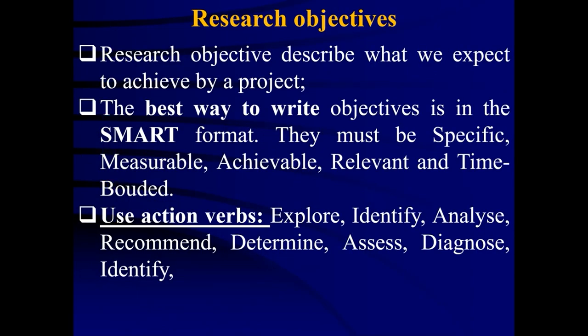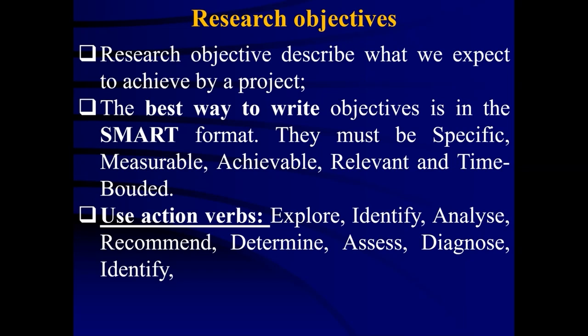Then we look at the research objectives. The research objectives normally describe what you expect to achieve in a particular project. Once you have your research questions, you need to give us a brief description of your objectives. How are you aiming to achieve all those objectives? The best way to write your objective is in the SMART format.